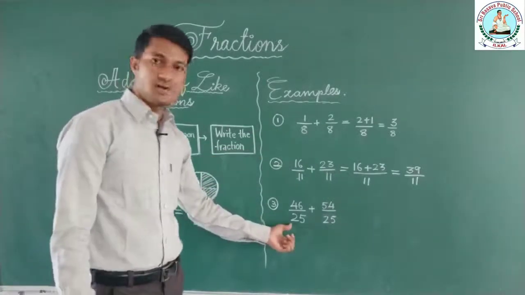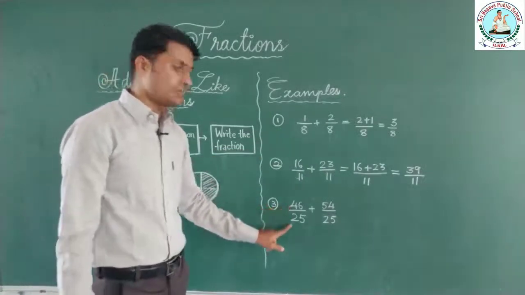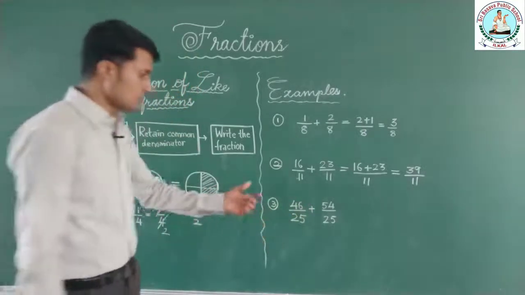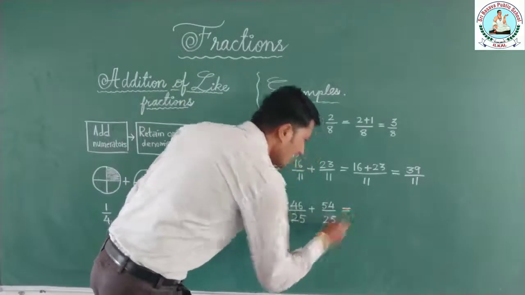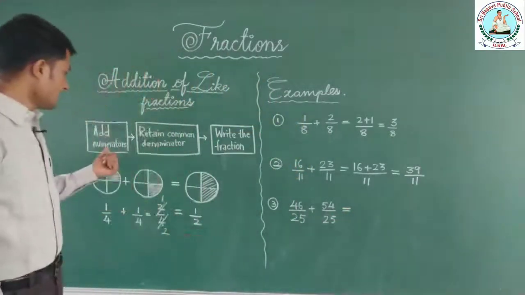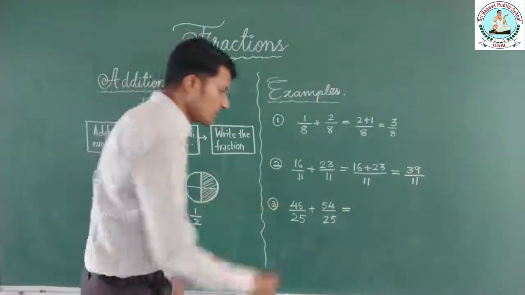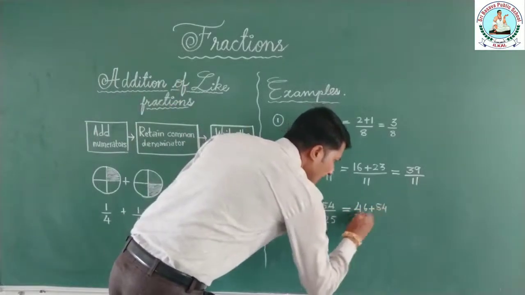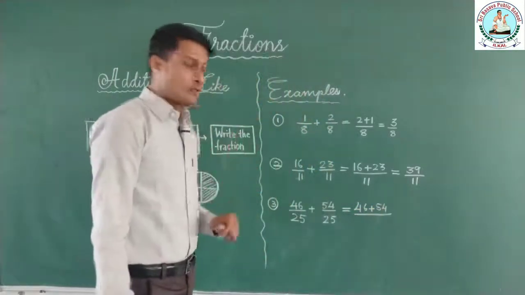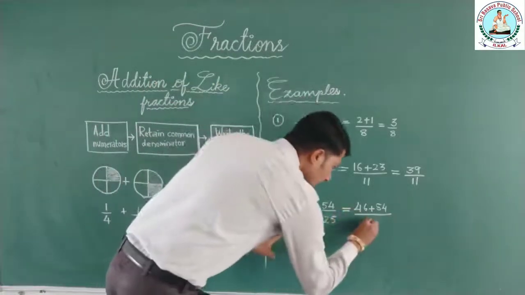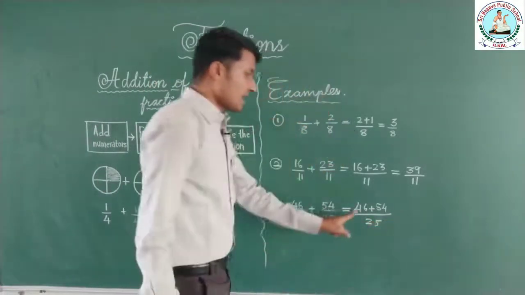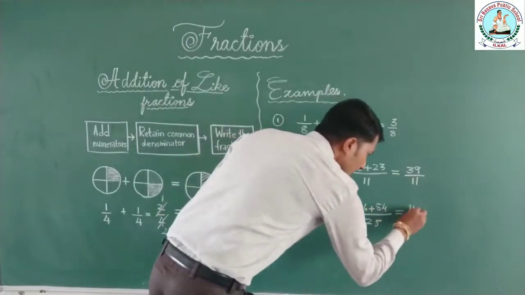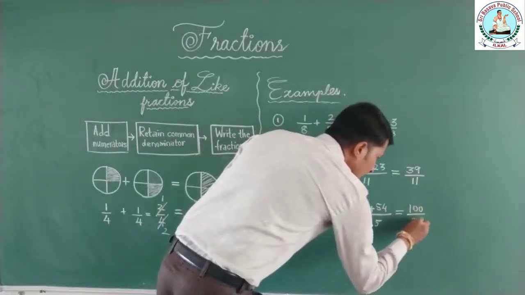So let's go for the third problem. It is 46 divided by 25 plus 54 divided by 25. First of all, these are like fractions because they have the same denominator. And the first step is that add the numerators. So straight away add the numerators, that is 46 plus 54, and retain one common denominator instead of 2. So just write it only once, that is 25, and add the numerators again, that is 46 plus 54 will be 100, and 100 divided by 25.